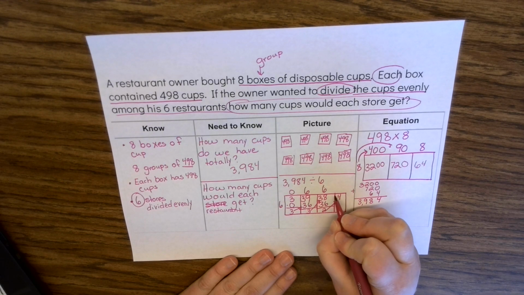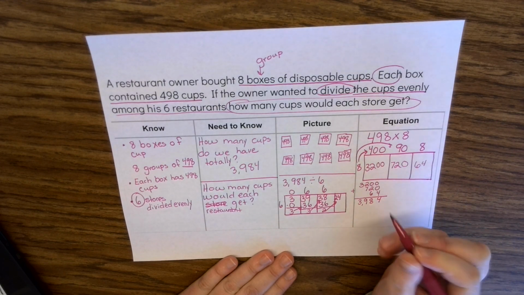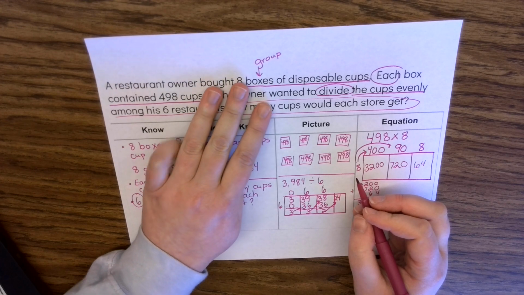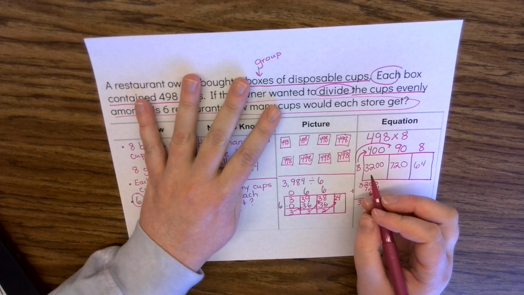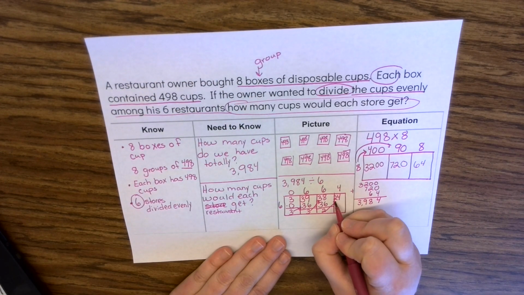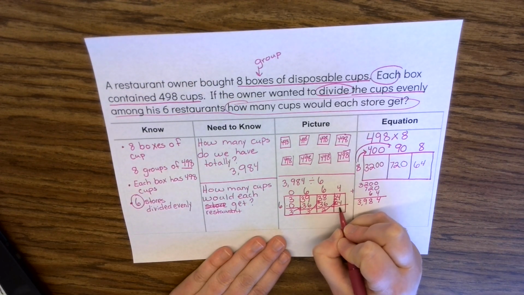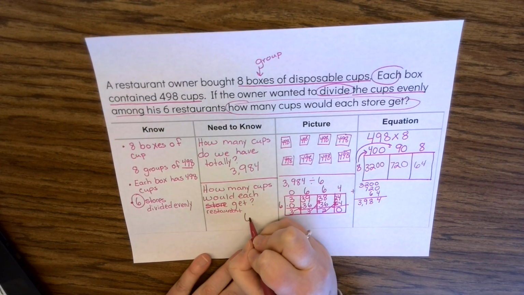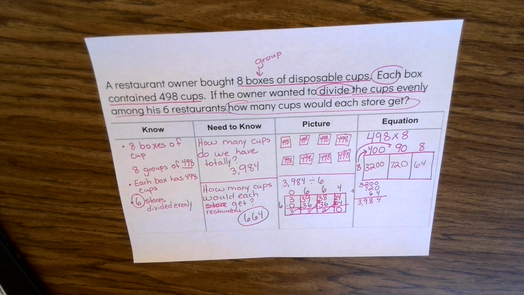Then bring the 2 up to the 4. How close can we get to 24? 6, 12, 18, 24. Spot on. It's the fourth multiple, so I'm going to put a 4 there. 6 times 4 is 24. Subtract that out, that gives me 0, so no remainder. 664. Each restaurant will get 664 cups.